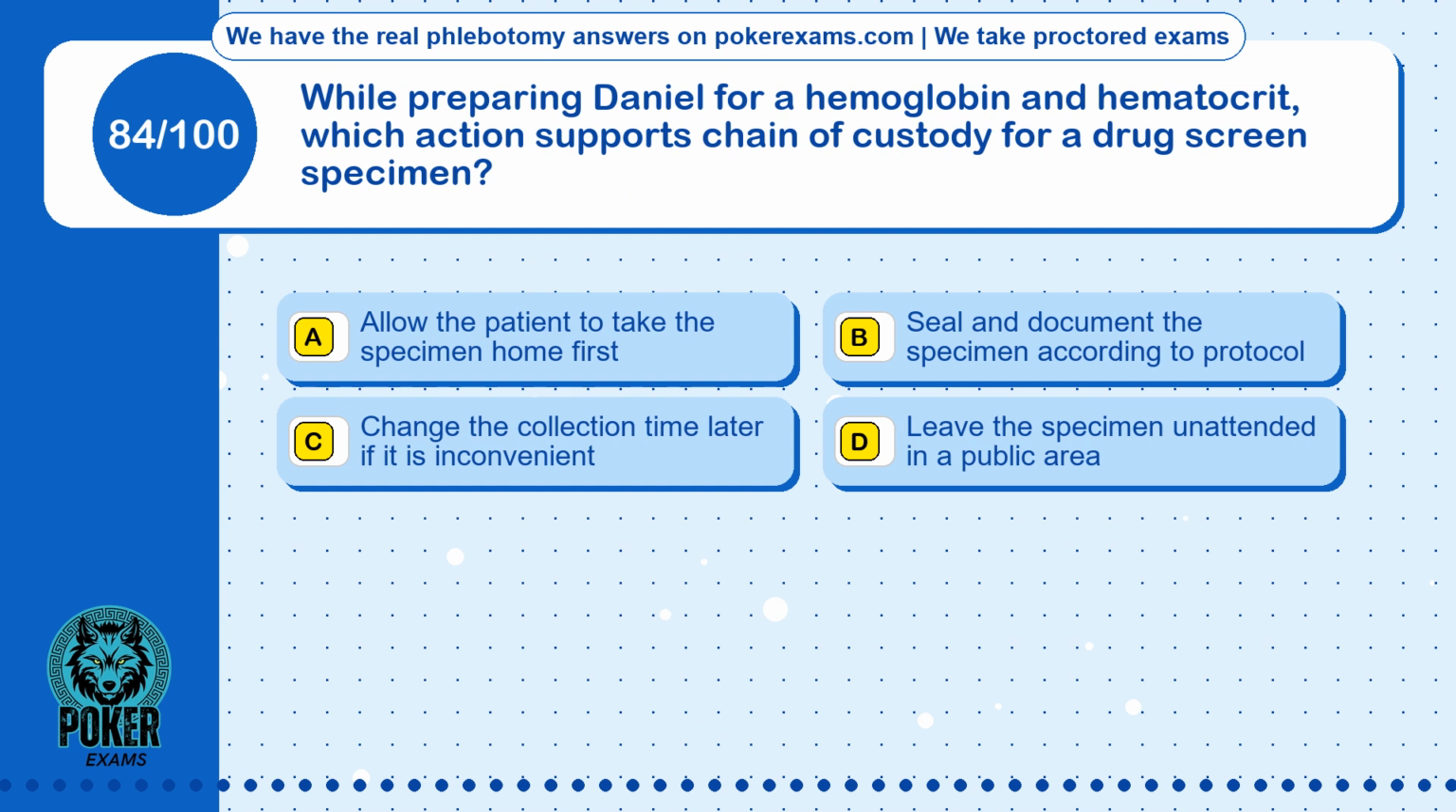Question 84. While preparing Daniel for a hemoglobin and hematocrit, which action supports chain of custody for a drug screen specimen? Option A. Allow the patient to take the specimen home first. Option B. Seal and document the specimen according to protocol. Option C. Change the collection time later if it is inconvenient. Option D. Leave the specimen unattended in a public area.